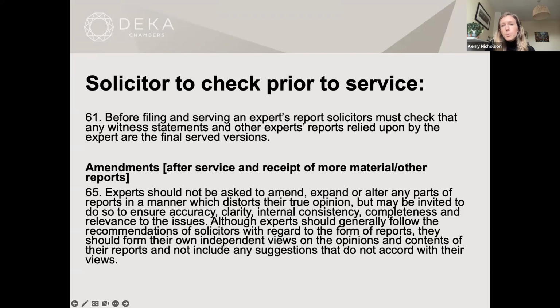And if you do want to ask for an amendment of an expert report, you need to be really clear that you shouldn't be asking them to amend, expand, or alter in a way that distorts their opinion. But if you think there are some parts that they haven't expressed themselves clearly, you don't understand fully, there's some inaccuracy in the way that they've recorded the facts, or there's some internal inconsistencies, you can ask for those amendments, but it's important that that doesn't stray into trying to get them to distort their opinion as given.